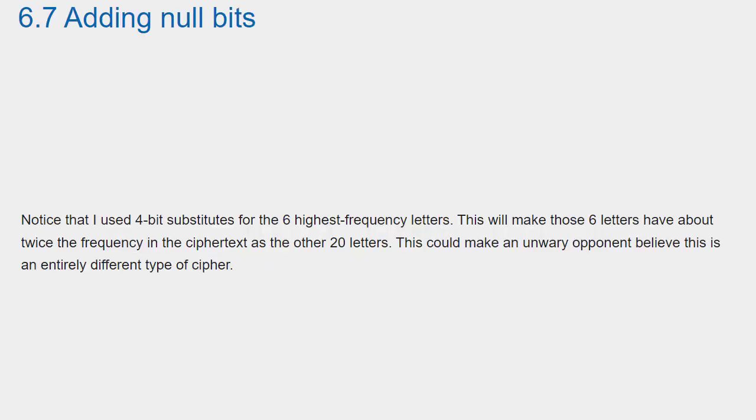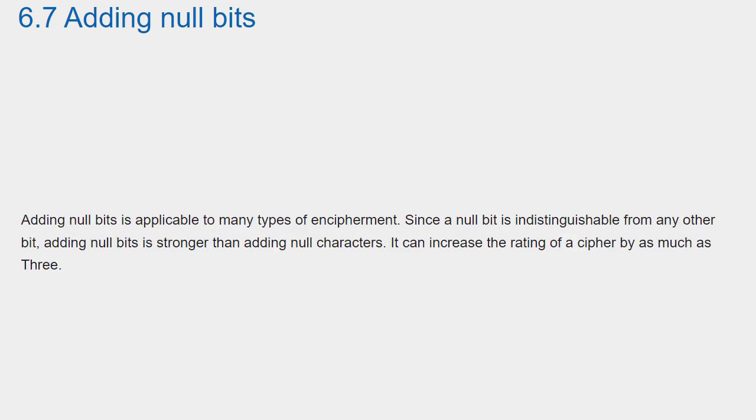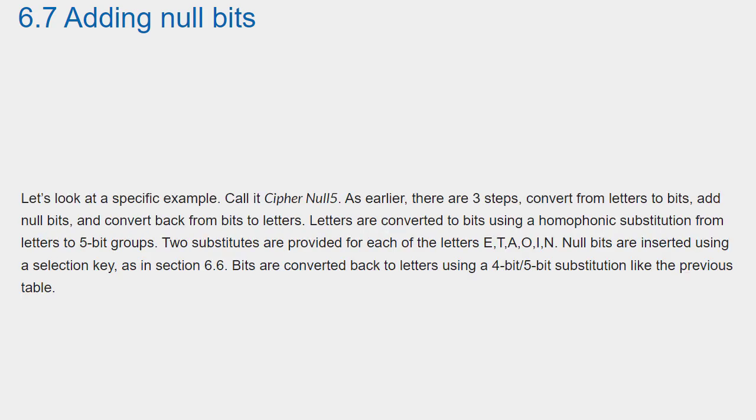Notice that I used 4-bit substitutes for the 6 highest frequency letters. This will make those 6 letters have about twice the frequency in the ciphertext as the other 20 letters. This could make an unwary opponent believe this is an entirely different type of cipher. Adding null bits is applicable to many types of encipherment. Since a null bit is indistinguishable from any other bit, adding null bits is stronger than adding null characters. It can increase the rating of a cipher by as much as 3.